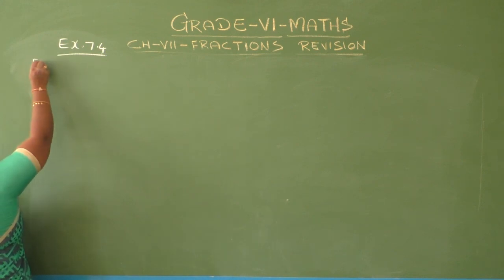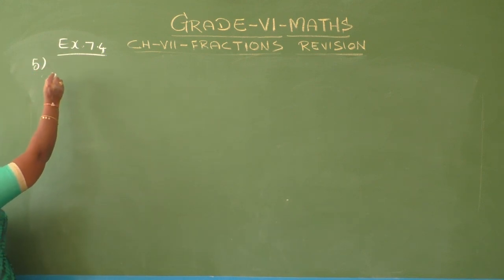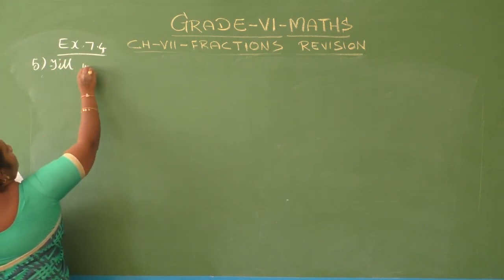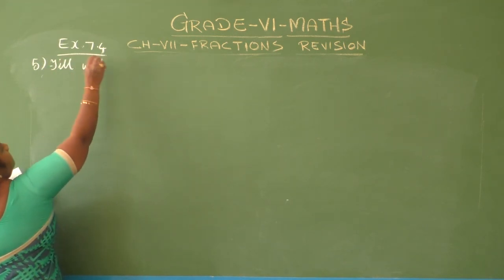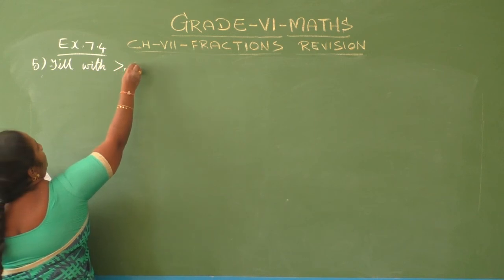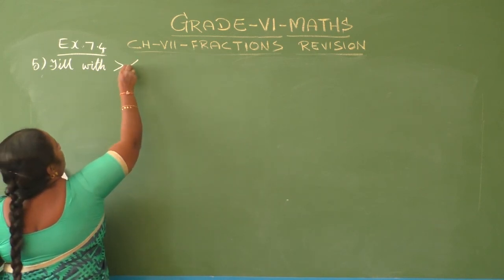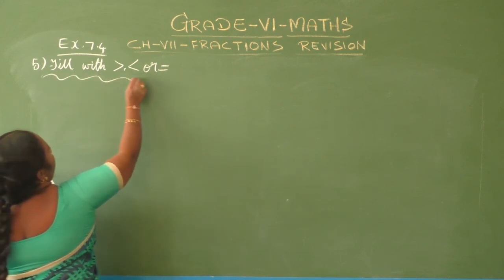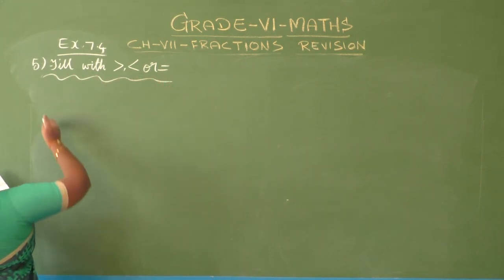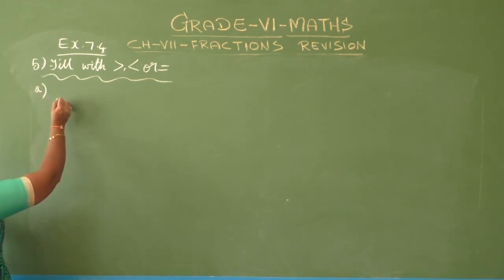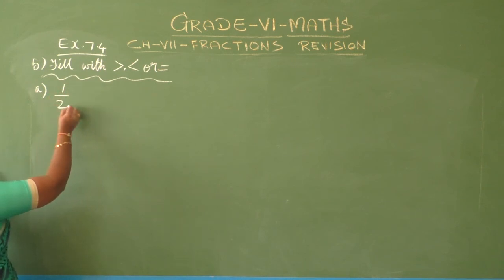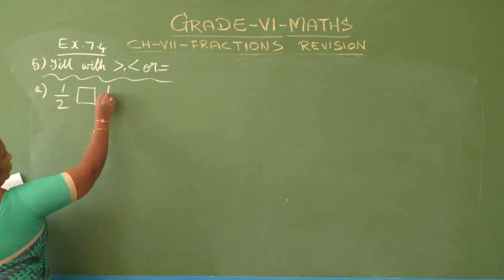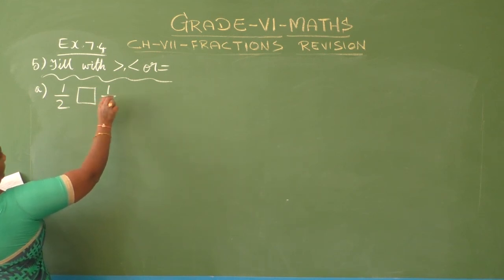Fifth Roman, fill in with greater than, less than or equal. First one is 1 by 2. This way they gave 1 by 5.